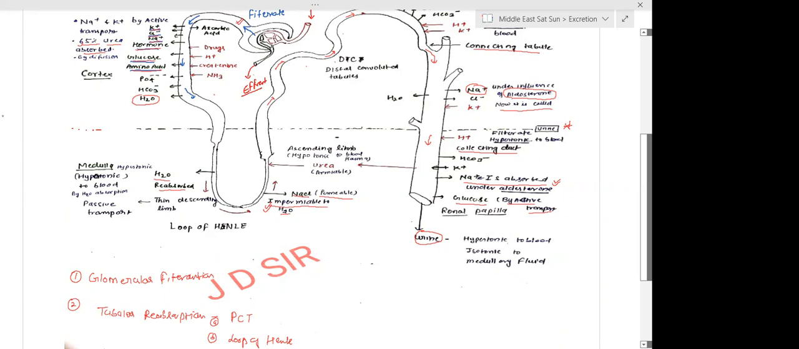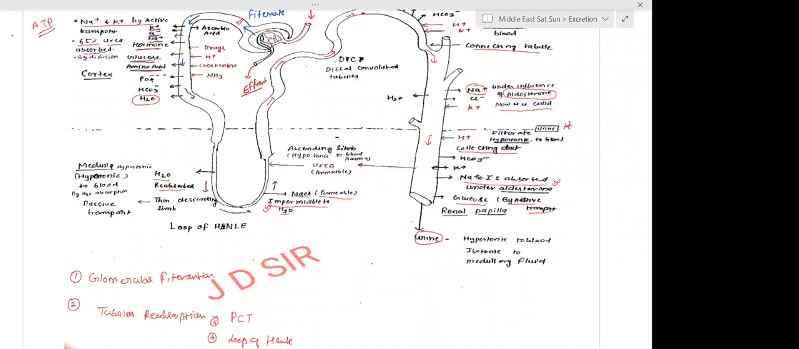Sodium and potassium. This is very, very important. I have discussed over here, as a point, sodium and potassium by active transport, right? Active transport means expenditure of ATP will take place. ATP is spent over here, right? Sodium and potassium are reabsorbed primarily by active transport.